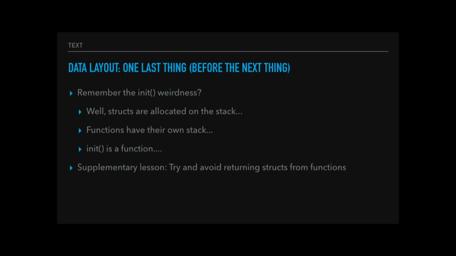So there's actually a supplementary lesson here, which is try and avoid returning structs from functions. Return stuff that goes on the heap. This is actually a general lesson that C and C++ programmers for complicated data objects have known for a very long time. It's why in C++ everything tends to be on the heap, when in fact it would be much more efficient to have the majority of it on the stack.